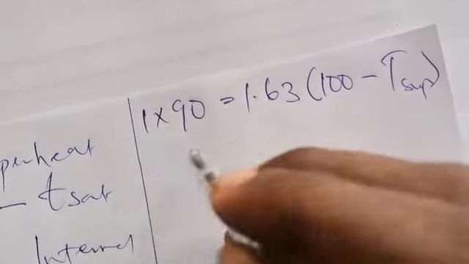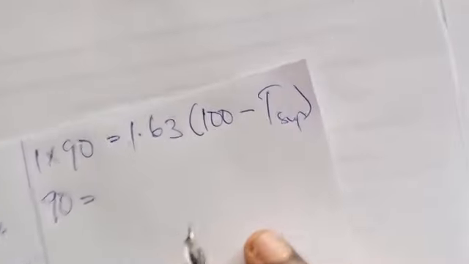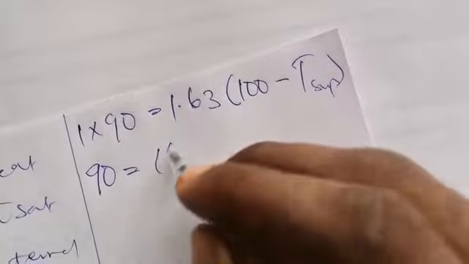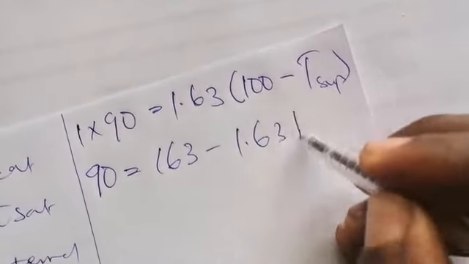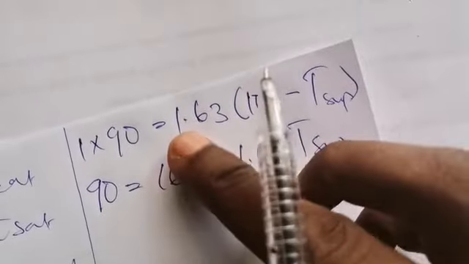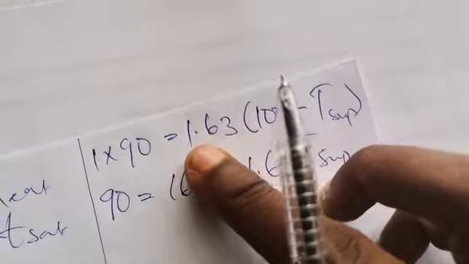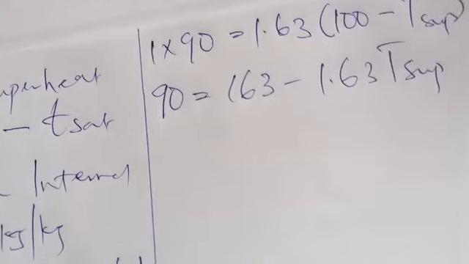Okay, so this is simply, of course, 1 by 90 simply remains 90, and this is equal to 1.63 multiplied by 100, which simply gives us 163 minus 1.63 T superheat. Of course, if you expand the bracket, it becomes 1.63 times 100 and 1.63 times T superheat.